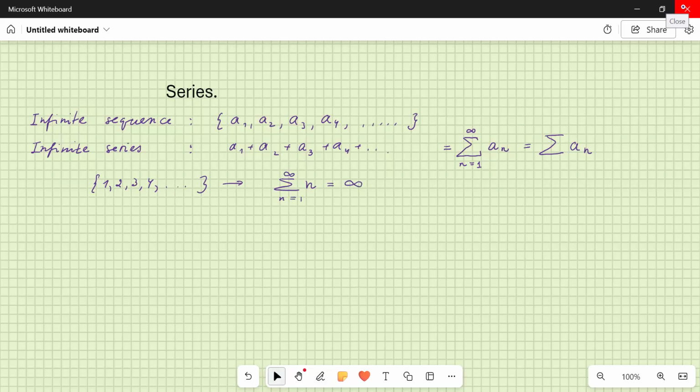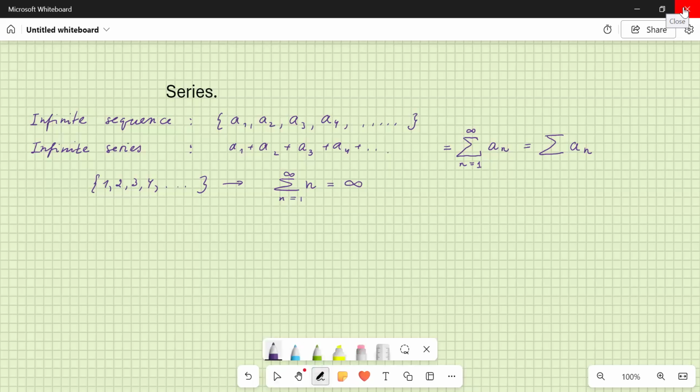It's not going to be equal to any number, but sometimes the sum of an infinite series is going to be a number. And in this case, guys, we are going to say that the series is converging. We are going to consider, of course, examples. But for right now, let's do more definitions.